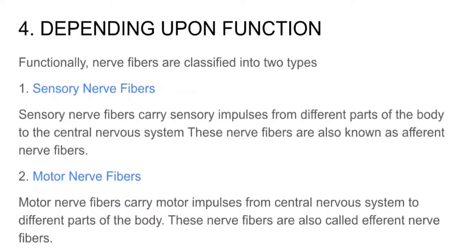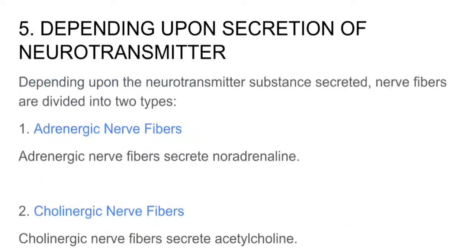Depending upon function, functionally, nerve fibers are classified into 2 types. Sensory nerve fibers. Sensory nerve fibers carry sensory impulses from different parts of the body to the central nervous system. These nerve fibers are also known as afferent nerve fibers. And motor nerve fibers. Motor nerve fibers carry motor impulses from central nervous system to different parts of the body. These nerve fibers are also called efferent nerve fibers.